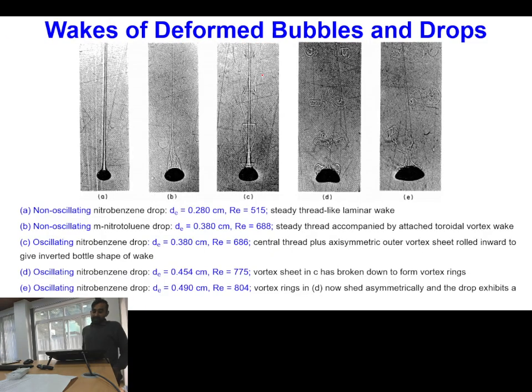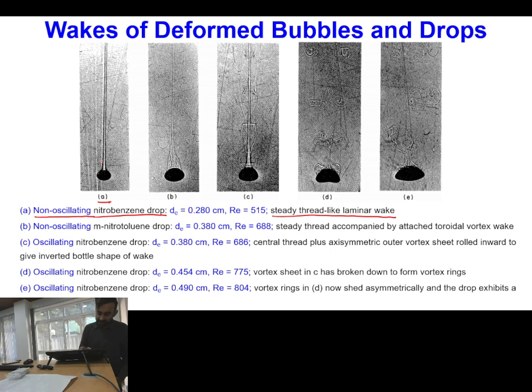Another interesting point is, whenever we have ellipsoidal shaped particles, then we know that behind the particle there will be formation of wake. Okay, so for spherical particles, these wake structures are studied in very much detail, but for ellipsoidal fluid particles you will be finding 5 different types of behaviors. So here, the first type of wake structure you can see is the non-oscillating nitrobenzene drop, and corresponding to this we have a steady thread like laminar wake.